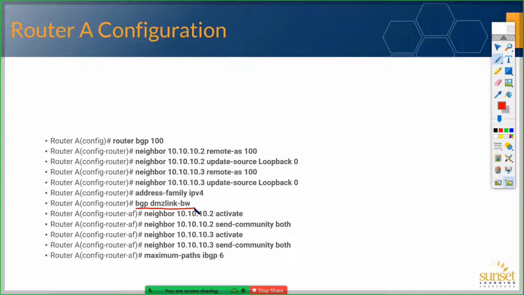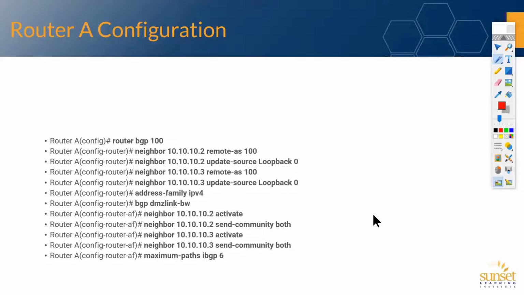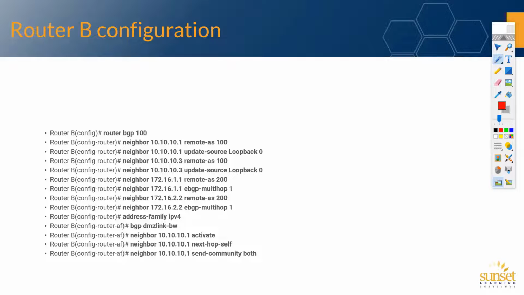Okay. And now notice that they've gone through for both of their neighbors, and they're doing a send community. The send community both is the default. It's both standard and extended BGP community strings. And then notice they've also activated their neighbors for IPv4 address family to advertise those IPv4 routes out.